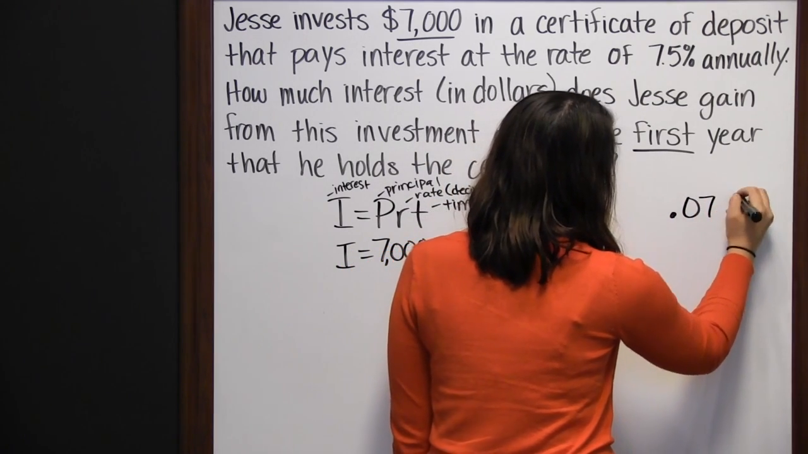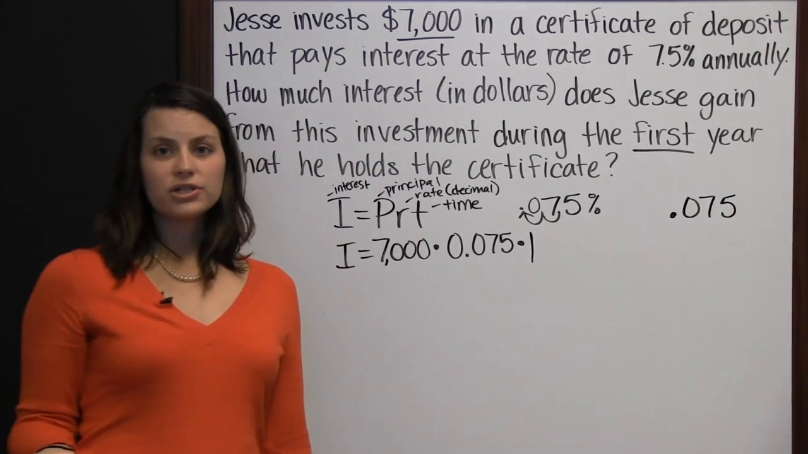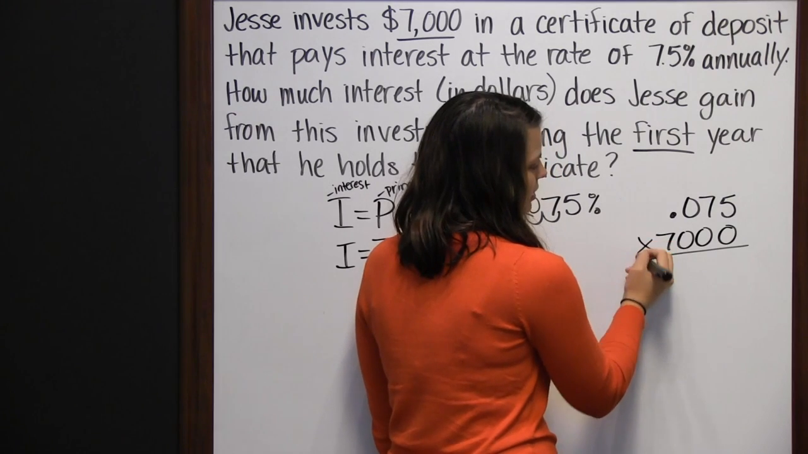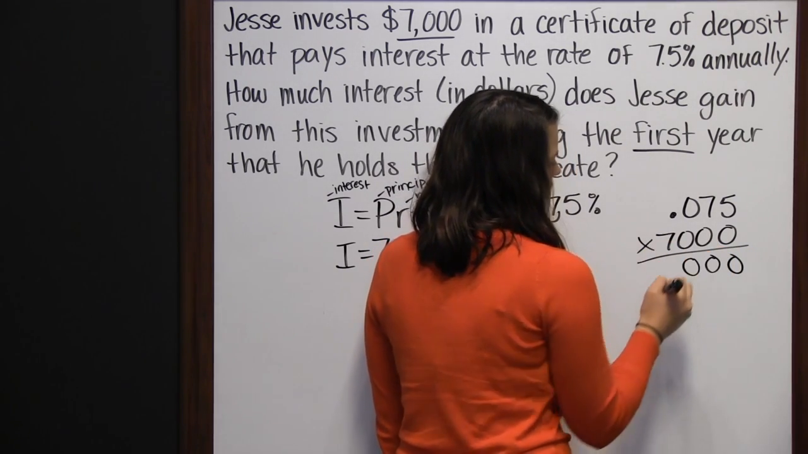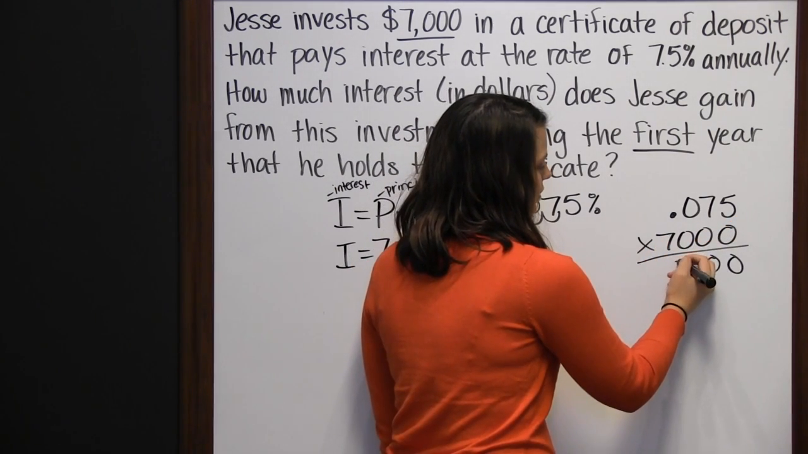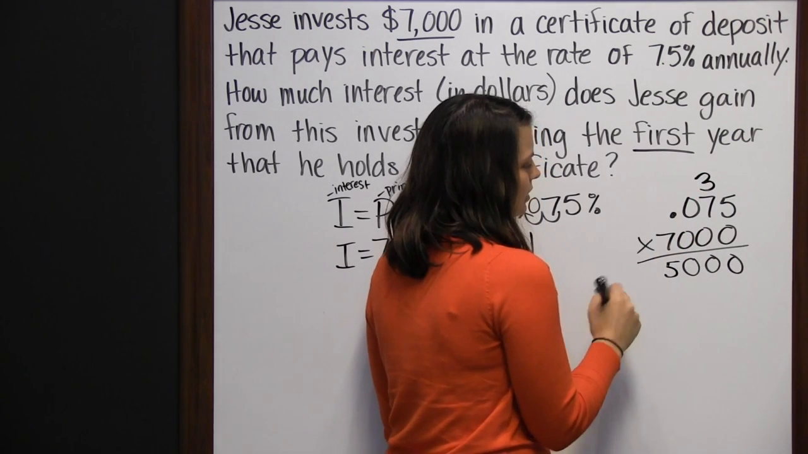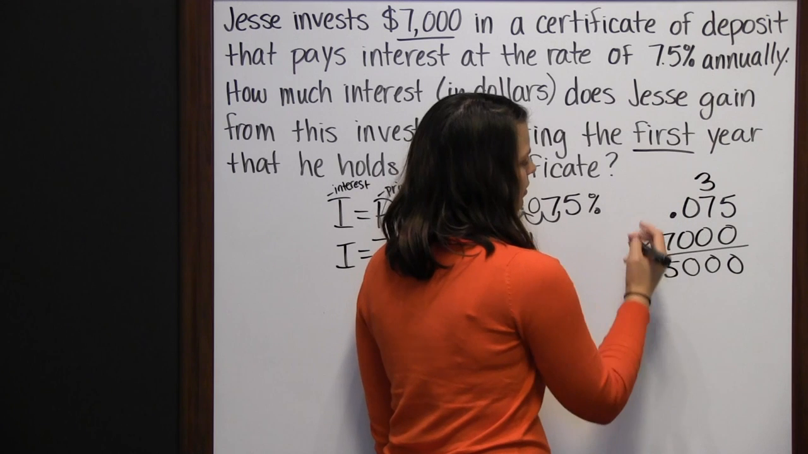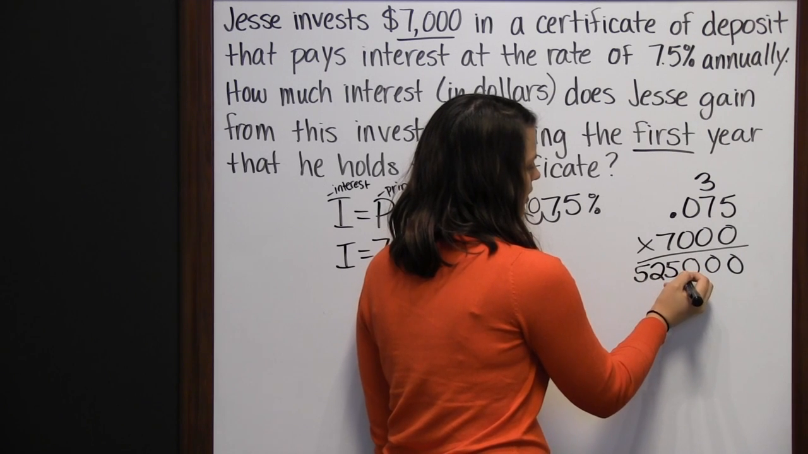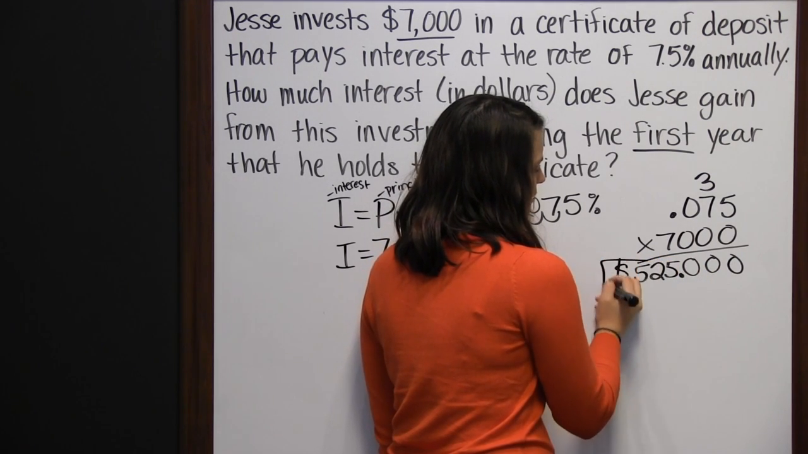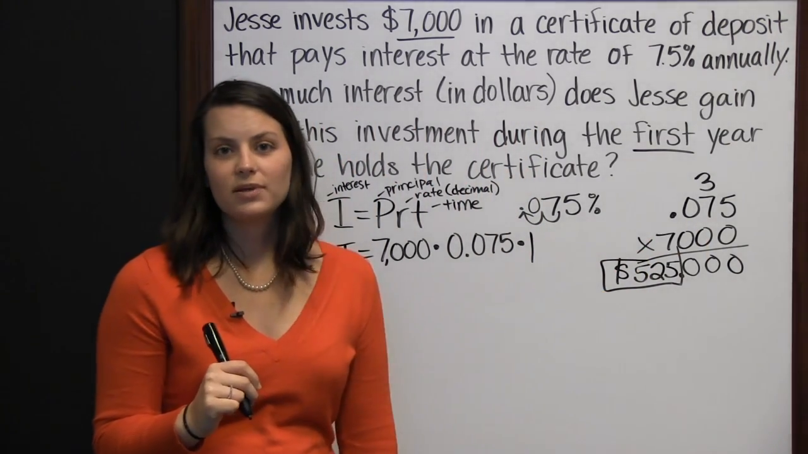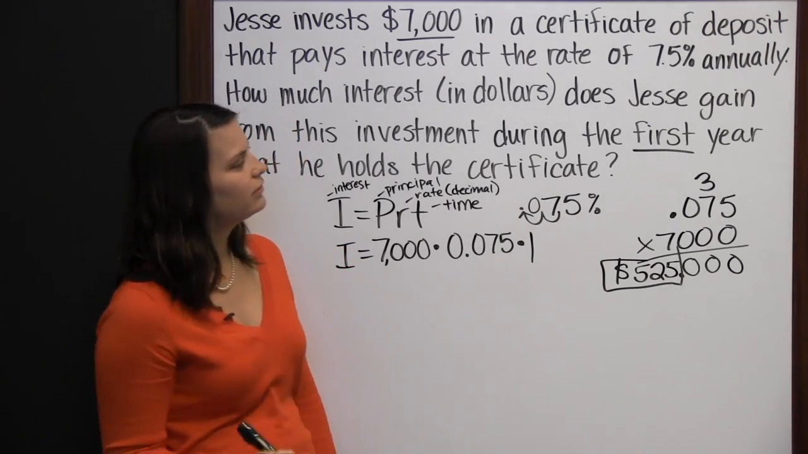So I have this 75 thousandths, and I'm going to put it on top because it's very easy to multiply times 7,000 since the first thing I'm going to do is just write down those three zeros. And then the only number I really have to multiply by is the 7. So 7 times 5 is 35, right? The 5, carry the 3. 7 times 7 is 49, plus 3 is 52. And then we have three numbers behind the decimal, so three numbers behind the decimal. And that means that he's going to make $525 off of his investment. So that's the number you would need to bubble in, is 525.